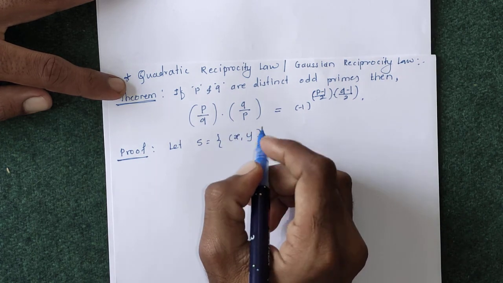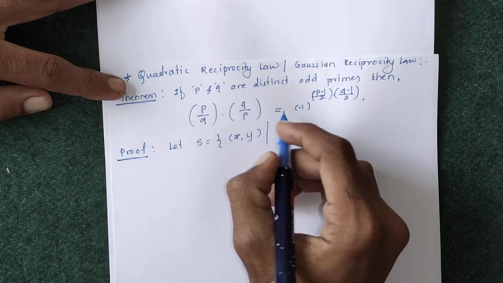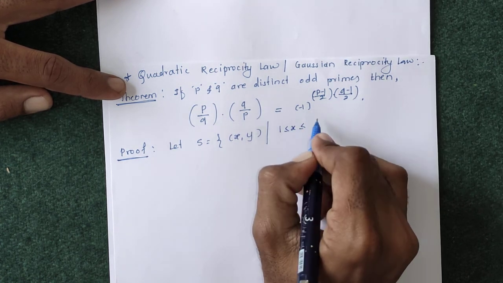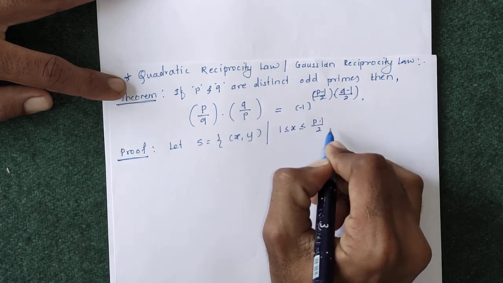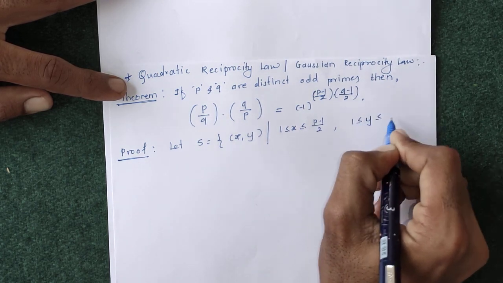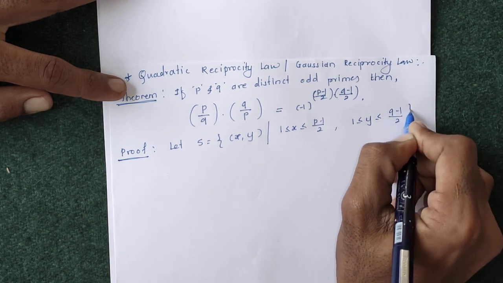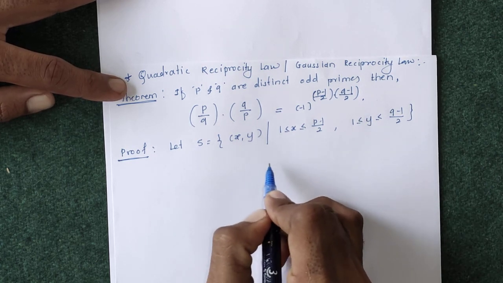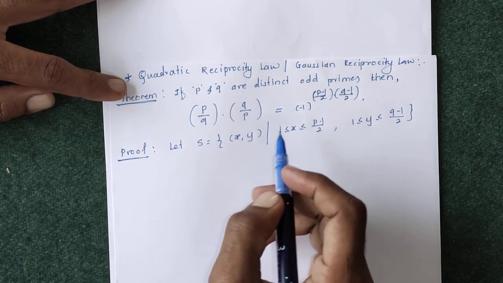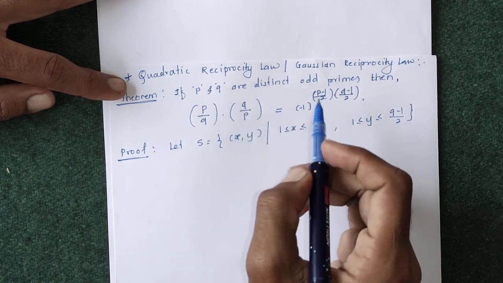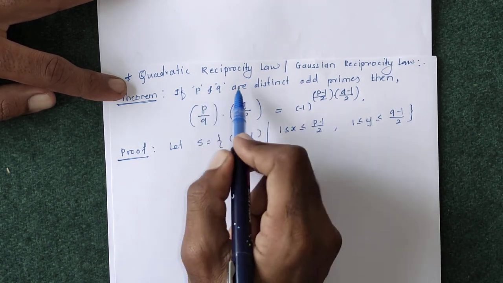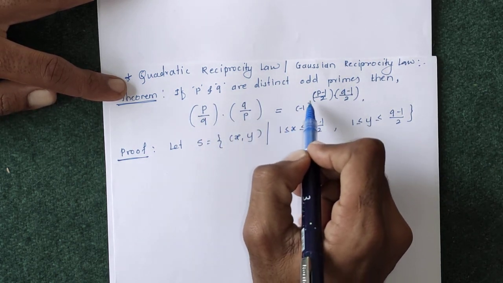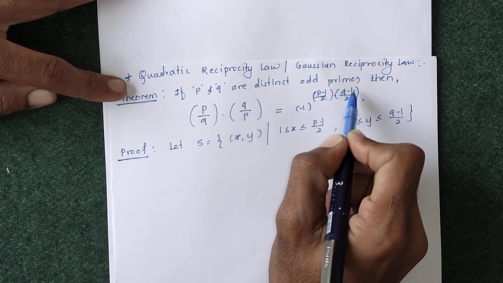This is something new in this topic: the set of ordered pairs (x, y) such that x is between 1 and (p minus 1)/2, and y is between 1 and (q minus 1)/2. In the division algorithm we proved b is equal to aq plus r, and in that proof we considered b minus aq equal to r, the set whose elements are greater than or equal to r. Now here the statement says that p and q are distinct odd primes, and the product of the Legendre symbols is minus 1 raised to (p minus 1)/2 into (q minus 1)/2.